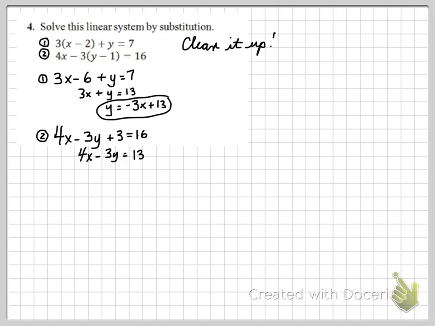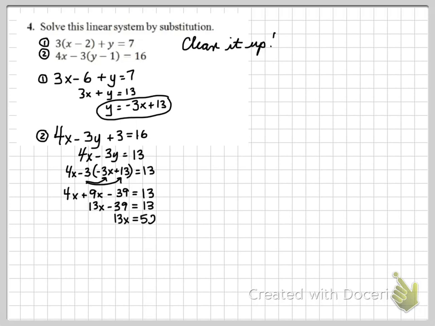Now I can substitute and put the -3x plus 13 in there for y. And I'll get one equation with one unknown. And that'll work out to 4x plus 9x minus 39 equals 13. Cleaning everything up, bringing the 39 over to the other side by adding 39 to both sides, you get 13x equals 52. Dividing both sides by 13 leaves me with x equals 4.